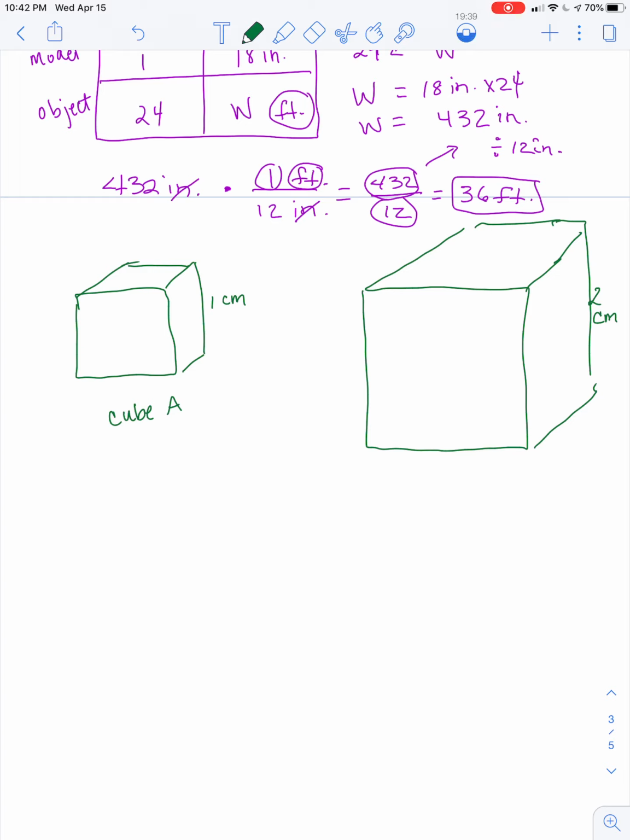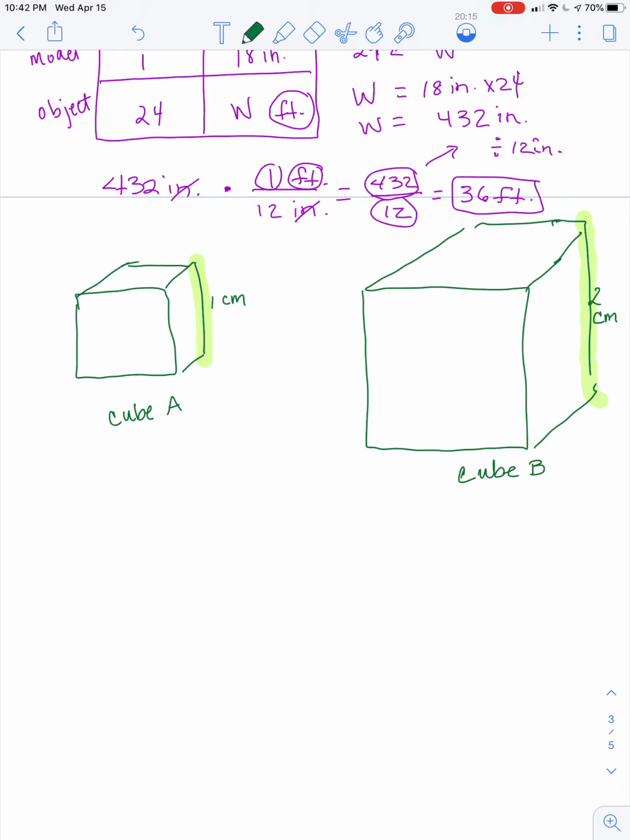So we're looking for a linear measurement here. The question that's being asked, let me look in the book here, is how many times larger are the linear measures in cube B than in cube A. So I'm going to look at just the side here. That's a linear measurement because it's just 1 centimeter long on the cube A, and on the cube B, it's 2 centimeters long. So what is the scale factor?